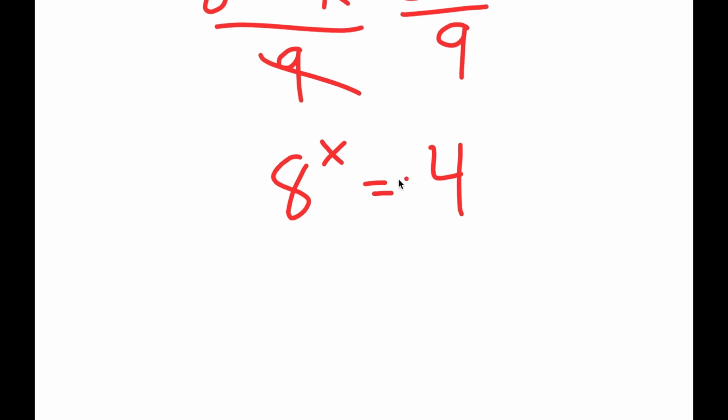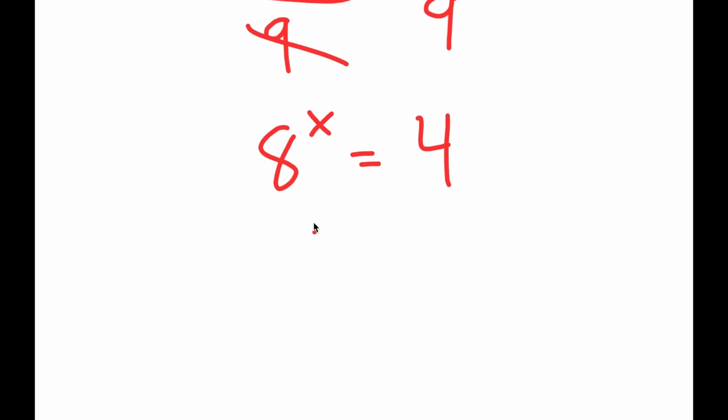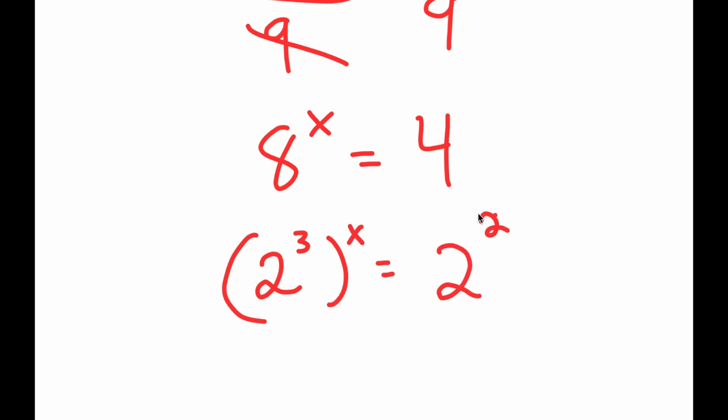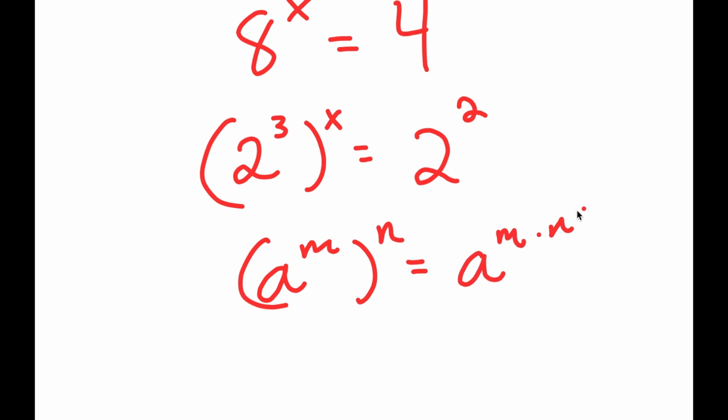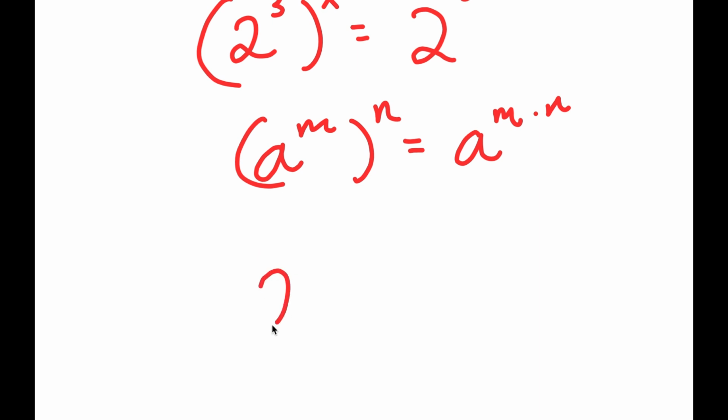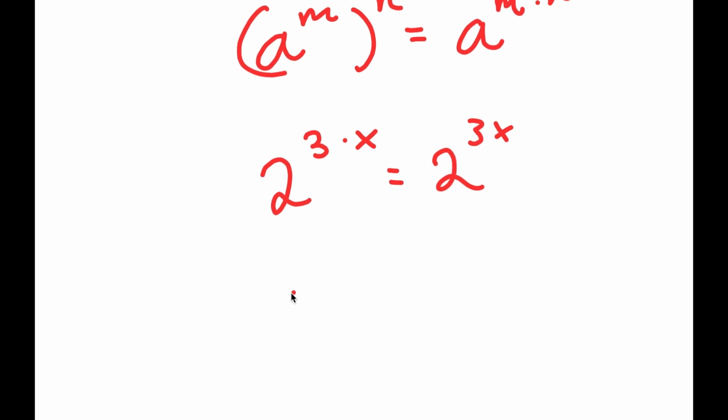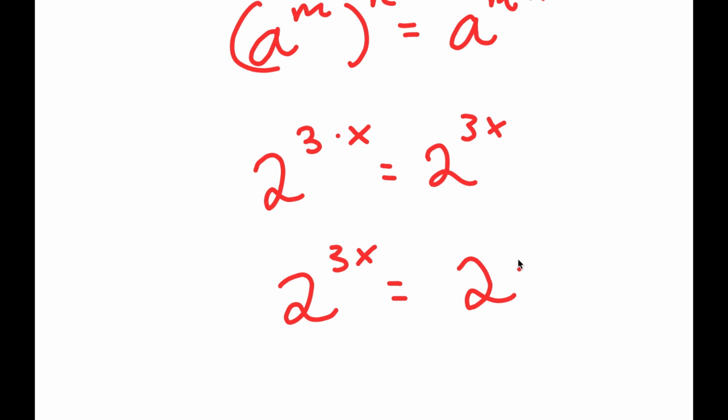So what I'm going to do is make these two the same base. Both of these two are powers of 2. So I'm going to rewrite 8 as 2 to the power of 3, and I'm going to rewrite 4 as 2 squared. Now, if I have something in the form a to the power of m to the power of n, this is equal to a to the power of m times n. So 2 to the power of 3 to the power of x is going to equal 2 to the power of 3 times x, which is equal to 2 to the power of 3x. So I get 2 to the power of 3x is equal to 2 to the power of 2.